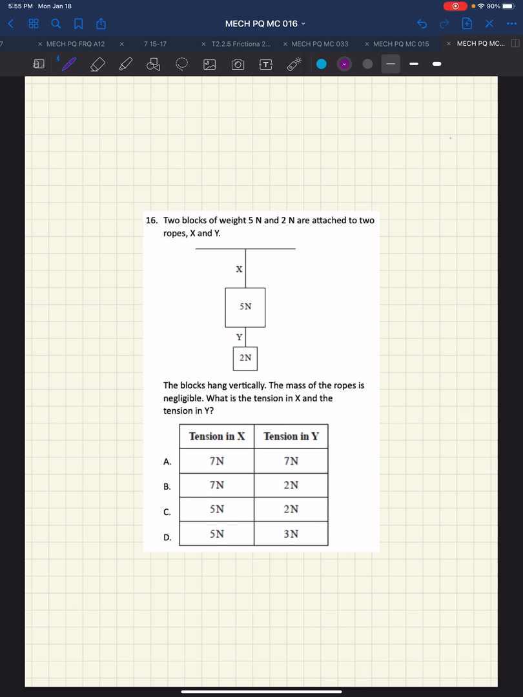In this question, we see a diagram where we have two blocks that are attached to two ropes, X and Y. They hang vertically. That's important because then we're dealing with the weight. The mass of the ropes is negligible. That's good to know. What is the tension in X and in Y?